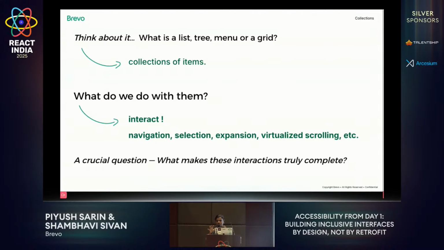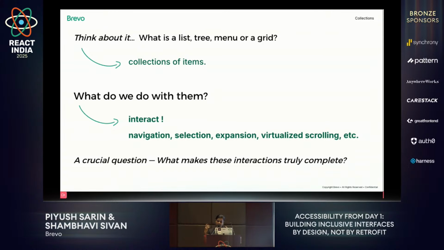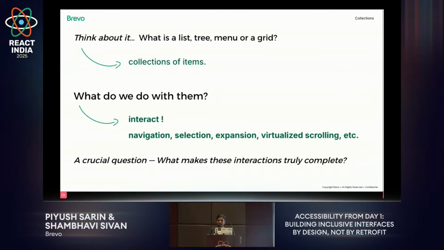But the crucial question here is, we all know how to develop all of this, right? There isn't anything very difficult about it. You can easily write an implementation. But what makes this interaction truly complete? It's not that if you only use your mouse or your touchpad, you should be able to complete these interactions, right? You should be able to perform these interactions with every input method, such as a screen reader or a keyboard. So this is exactly what we're going to see in this topic.